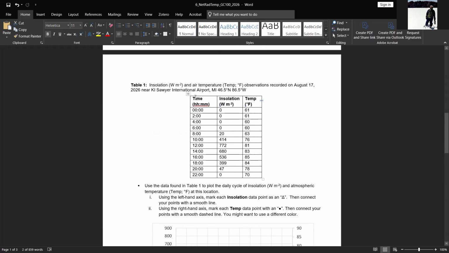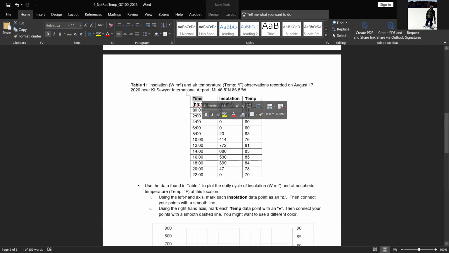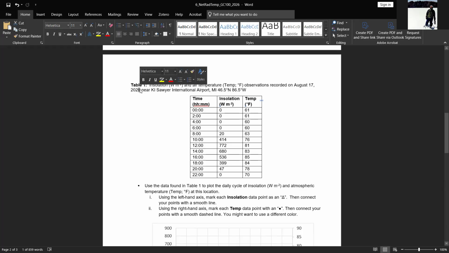Table one contains data in columns of time. So time, this is midnight at 0, this is 2 a.m., 4 a.m., 6 a.m., going to here noon, back down 2 p.m., 4 p.m., all the way to 10 p.m. And then what we have is actual recorded data of incoming solar radiation at K.I. Sawyer International Airport on August 17th, 2025.